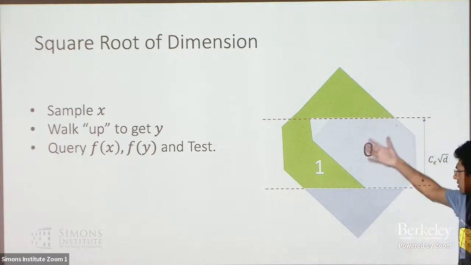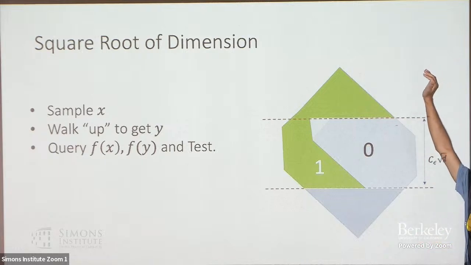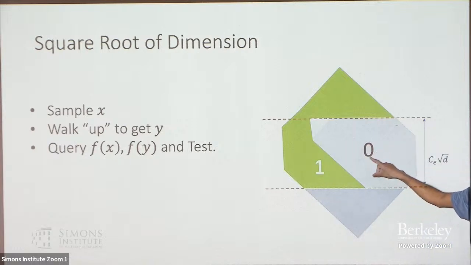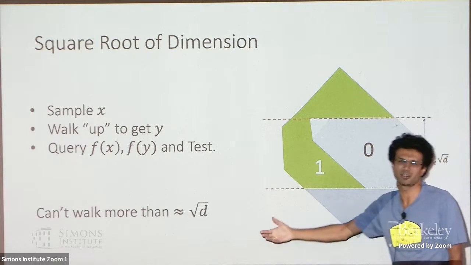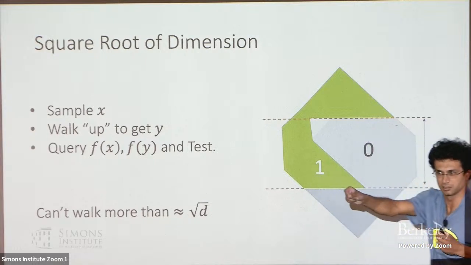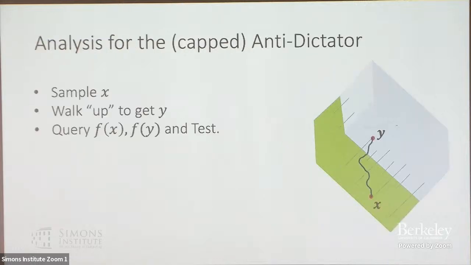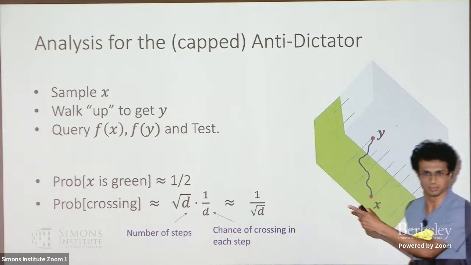For example, here's a function that is all zeros below d over 2 minus root d, and all ones above d over 2 plus root d, and the dictator is only in here. So if you walk too long, you end up here, or if you walk downwards too long, you end up here. Essentially, you can't walk more than root d steps if you want to find a violation, because you're only flipping coordinates up or down. So we're going to walk root d steps. What's the probability of finding a violation? With half probability, you start here. At every step, you've got a 1 over d chance of crossing that dimension. You're doing it root d times.